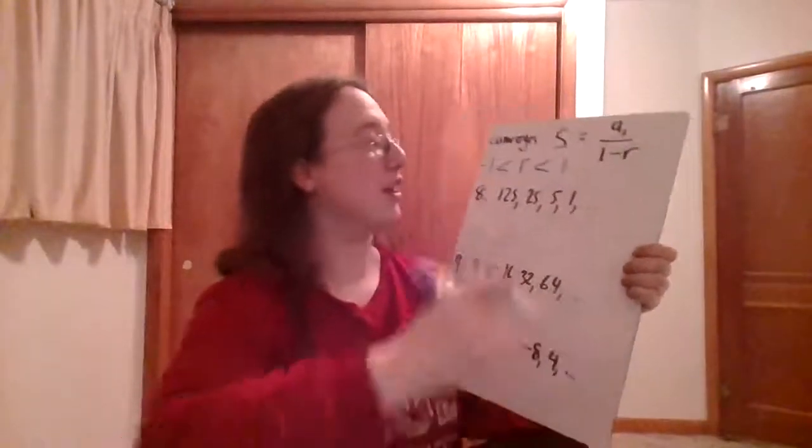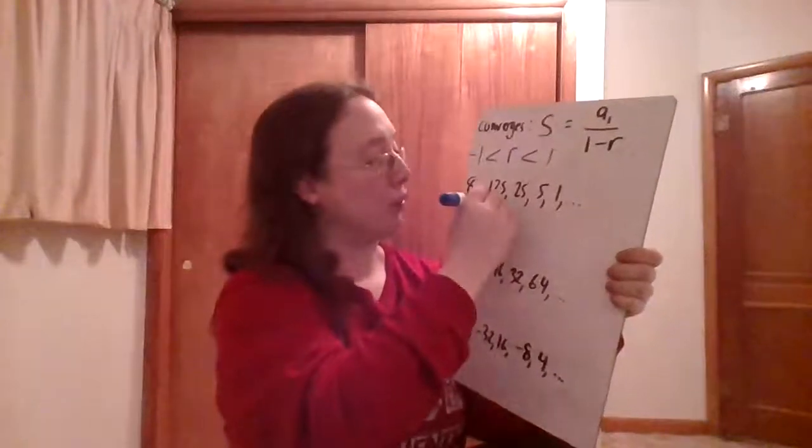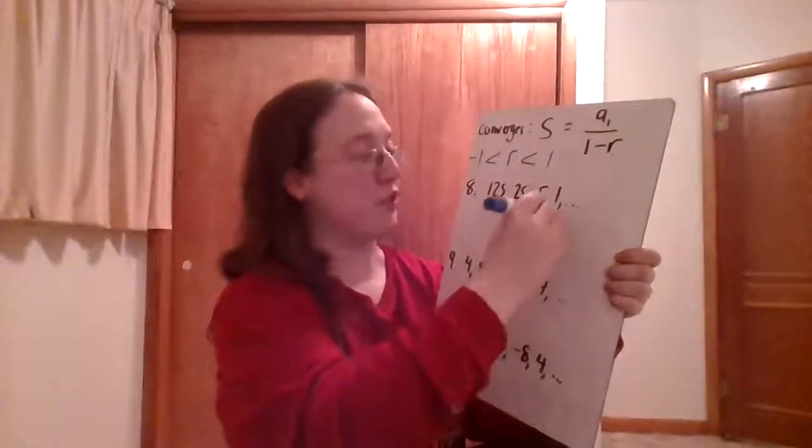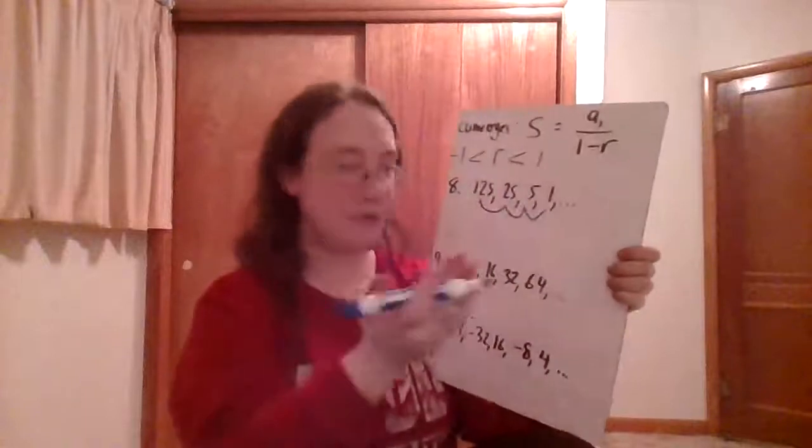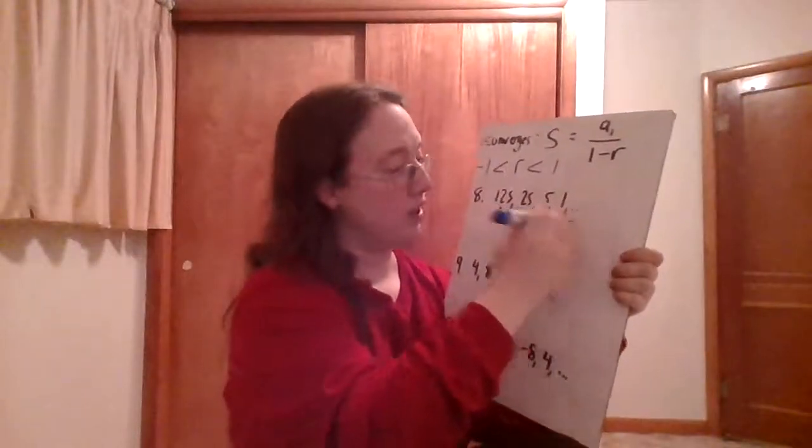If it's not doing that, if it's staying the same, or if it's getting bigger, then it's diverging. So if we're looking at this one, and we're going from 125 to 25 to 5 to 1, okay, we're dividing by 5 every time. So that's converging.